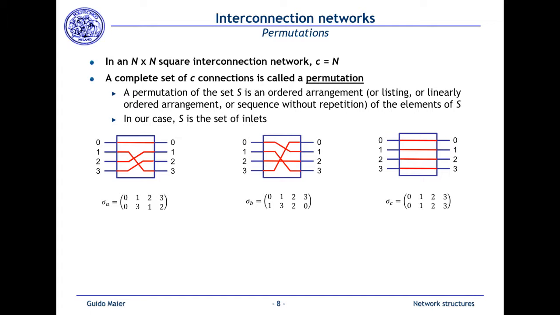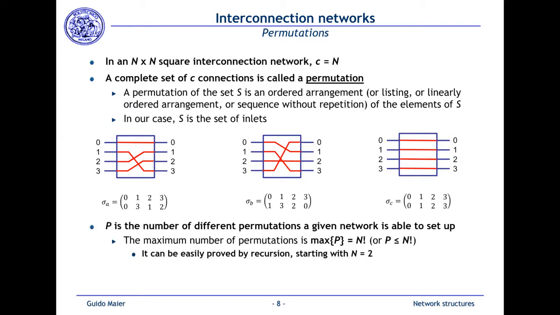So, the picture shows that the switching interconnection network represented here is able to set up three permutations. How many permutations can we set up with an n by n interconnection network?